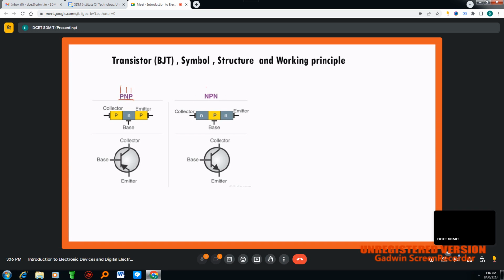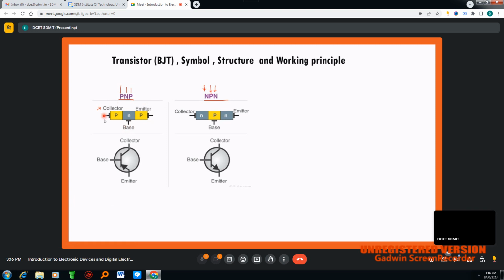Or there is another way we can construct: N material, P material and N material. This one we call an NPN transistor. Generally, there are two types of transistors: one is the PNP transistor, another is the NPN transistor. In this transistor, there are three terminals: collector, base, and emitter.